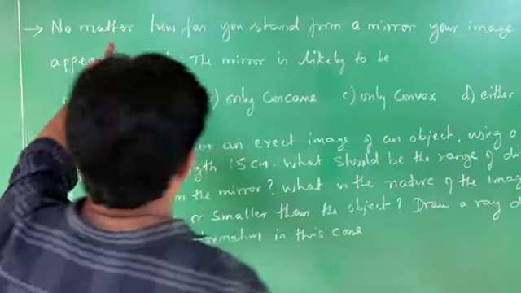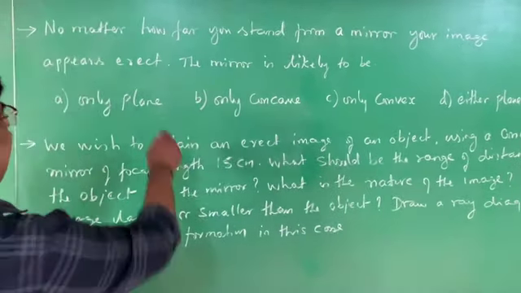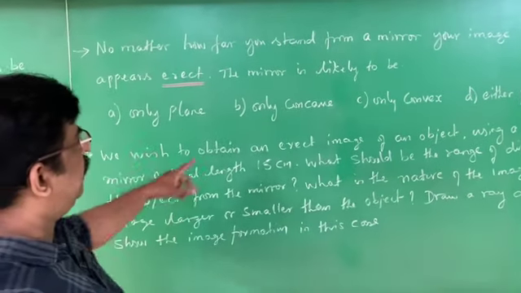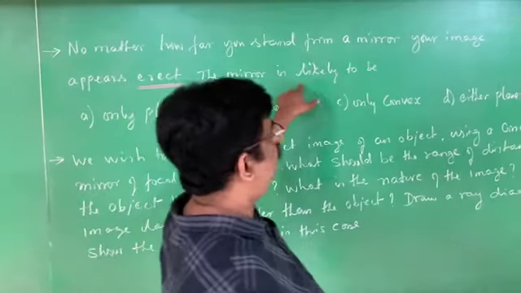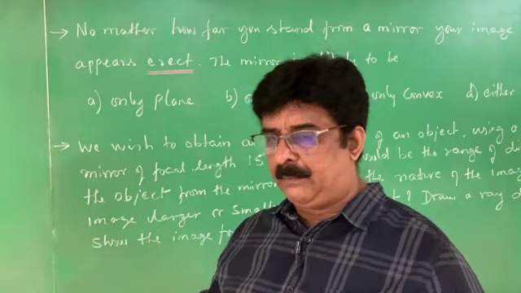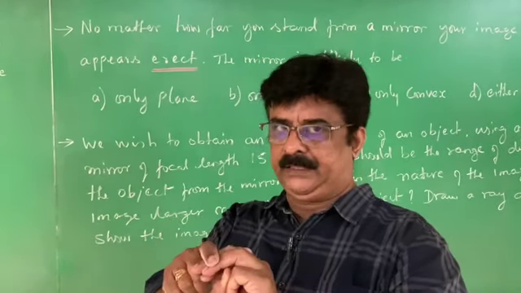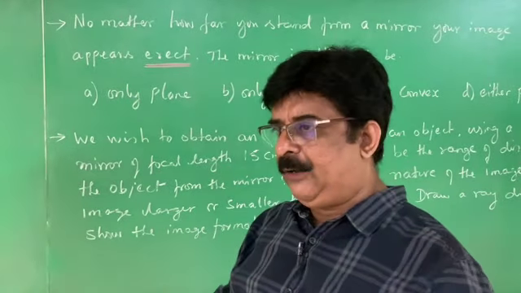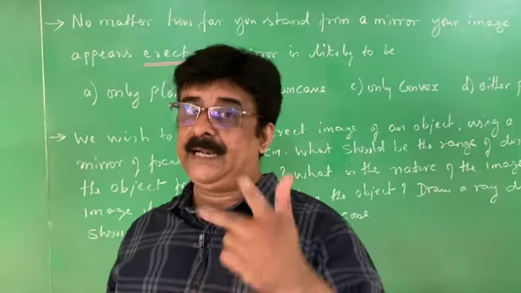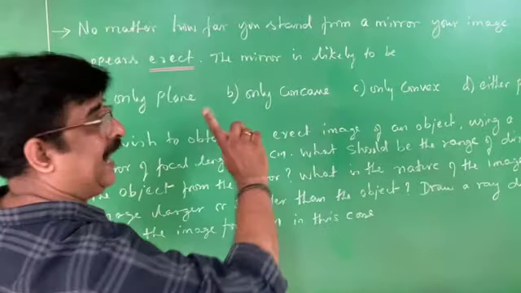No matter how far you stand from a mirror, your image appears erect. Always you have to get an erect image. Then the mirror is likely to be which mirror? Again, I repeat, how many mirrors are we talking about? 3 mirrors. Plane mirror, concave mirror, convex mirror. Right? In concave mirror, what happens? Whenever we stand beyond C, at C, between F and C, we get an inverted image. He wants what image? Erect image. Therefore, it cannot be a concave mirror.